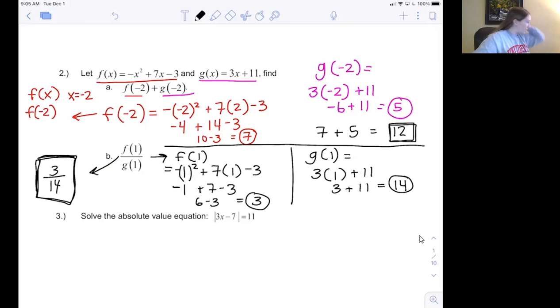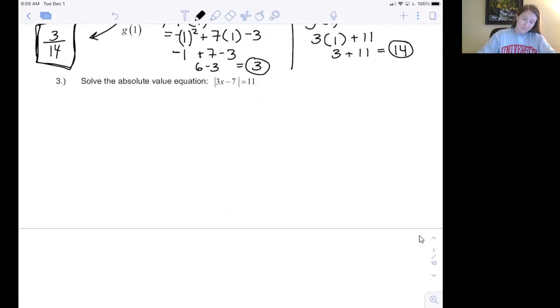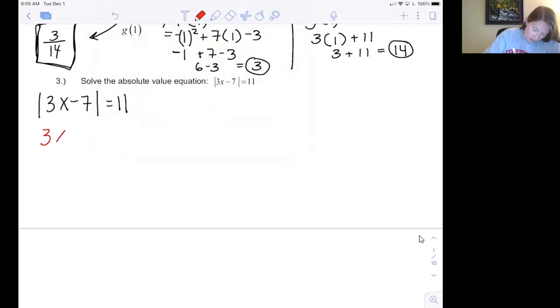Okay, so for this next one, they want to know the absolute value. I'm just going to write this below. We're just solving this equation, and this is just dealing with the absolute value. So the big thing with absolute values is what I'm doing to solve this. I'm going to take away the absolute values. So I'll just have 3x minus 7 equals 11.